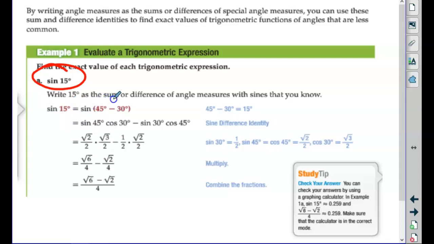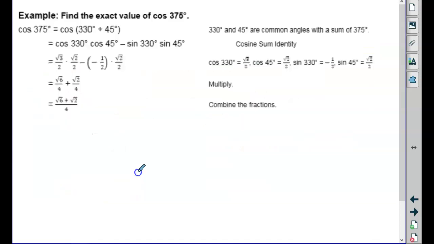But I could say it's 45 minus 30. Does everyone get that? 45 minus 30 would be 15, and 45 and 30 are on my unit circle. So then I would fill in that crazy rule, sine times cosine minus sine times cosine. They have it in funny order. Anyway, put in the values, and you get this lovely answer. Isn't that a beautiful exact answer?